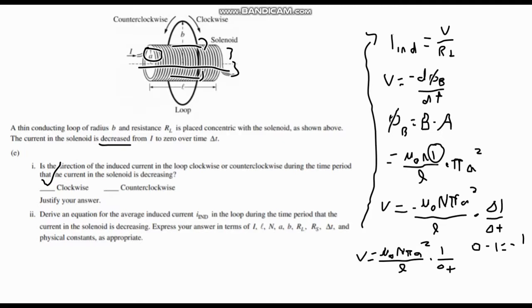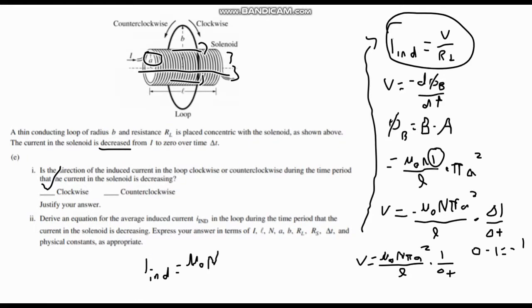And now we're looking for the induced current. And we know because of Ohm's law, current is voltage over the resistance, which is R. So now we just do that and we get the induced current is equal to mu naught times N times pi times A squared times I over R times L times delta t.